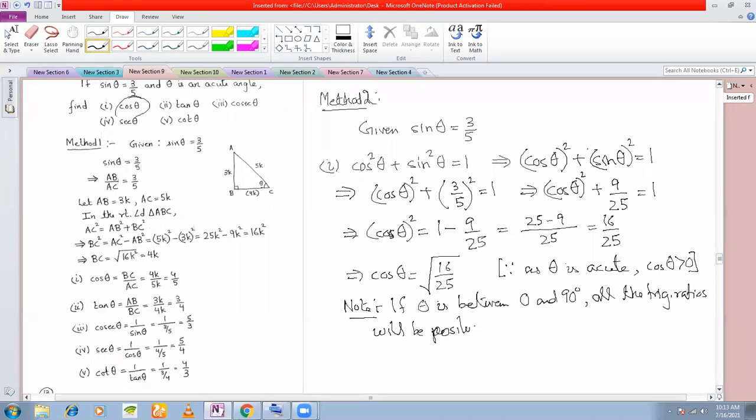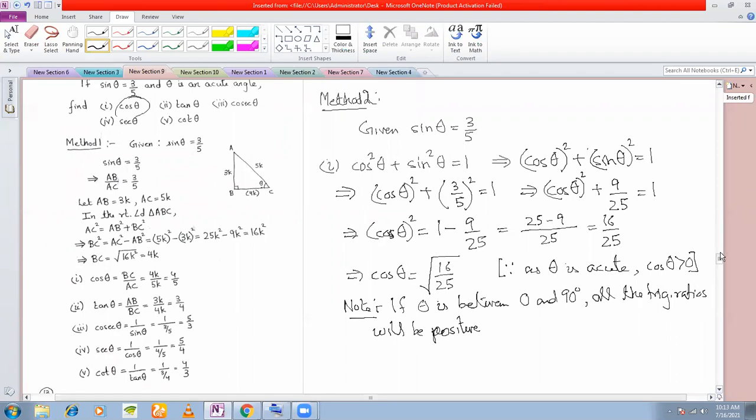That means sine theta will be positive, cos theta will be positive, tan theta will be positive, sec theta will be positive, cosec theta will be positive, and cot theta will be positive, if theta is anywhere between 0 and 90 degrees. We take theta as acute because we'll see later, in your higher classes, what happens when theta is obtuse. For the time being we only take theta between 0 and 90 degrees.